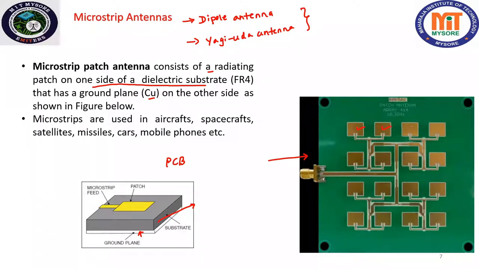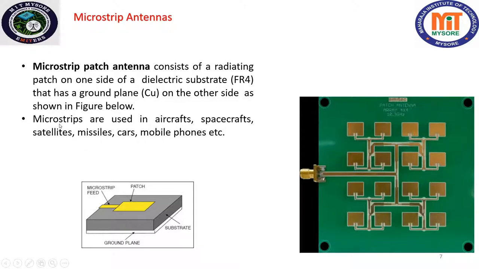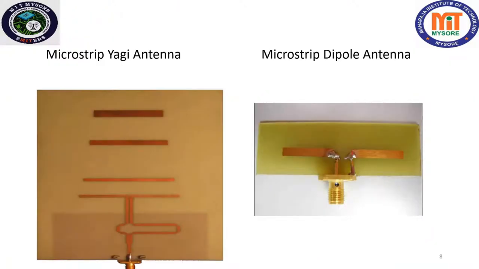This is an array of 4x4 patch antenna, which is going to have a resonance frequency of 10.3 gigahertz. The same kind of patch antennas are used in your mobile phones also. Another point to remember is that microstrips are used in aircraft, spacecraft, satellites, missiles, cars, and mobile phones. So we can expect a range of applications from these microstrip antennas. As I have told, we are going to use the microstrip versions of the Yagi antenna and dipole antenna and measure their gain and directivity.